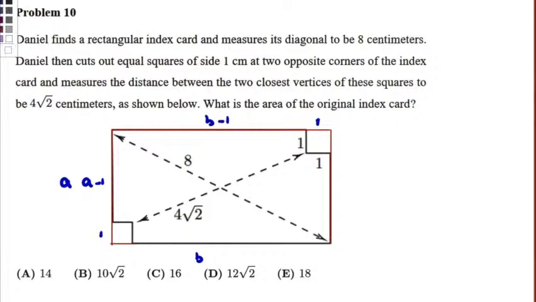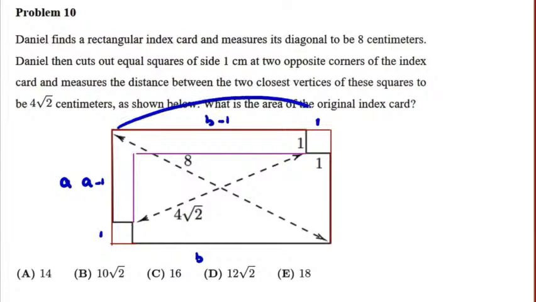In the next step, I draw this one. Also, I draw this one to use the Pythagorean theorem. So for 8, I use this squared plus this squared. So A squared plus B squared equals 8 squared.